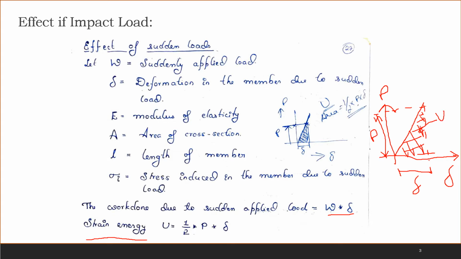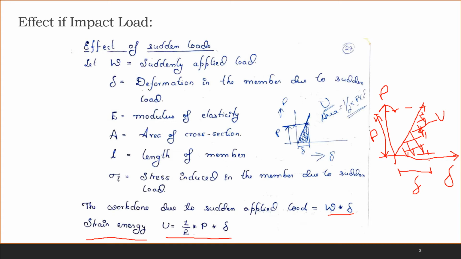Right. Now, what is the area of a triangle? Half into base into height, isn't it? Therefore, you can see that U is equal to half into base into height. Half into P, where P is the impact force, and delta is the deformation. Therefore, half into P into delta will be the strain energy.